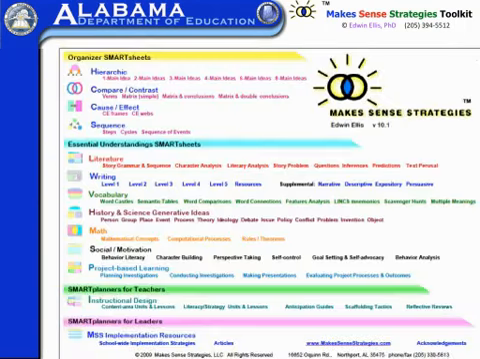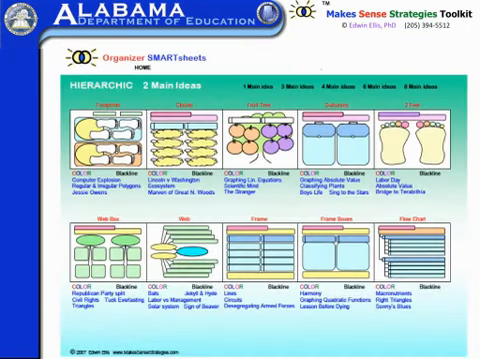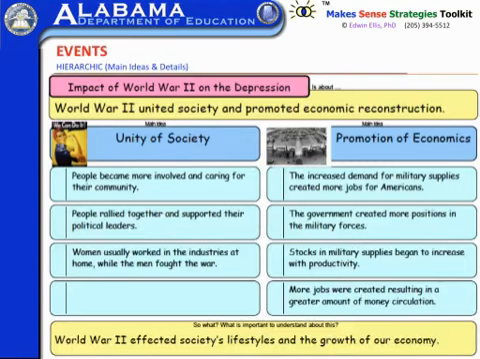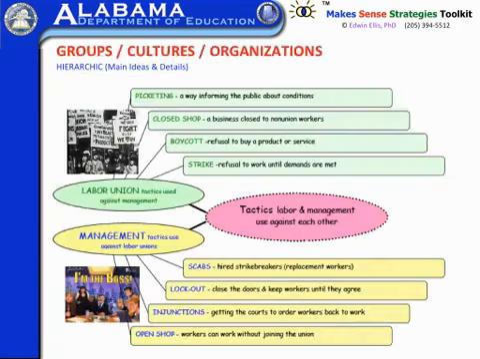Okay. If we click on two main ideas, then this page opens up. And again, some of these are more little kid oriented and some definitely can be used in high school. For an example, the two main idea frame is one. And so this illustrates one that addresses the impact of World War II on the Depression. And primarily it focuses on two main things: how it unified society and how economics were boosted when the war kicked in, and what the details associated with that were.